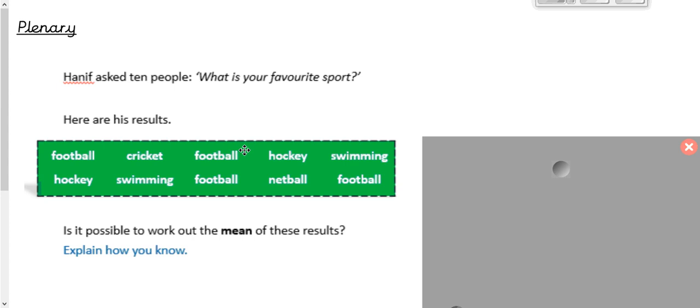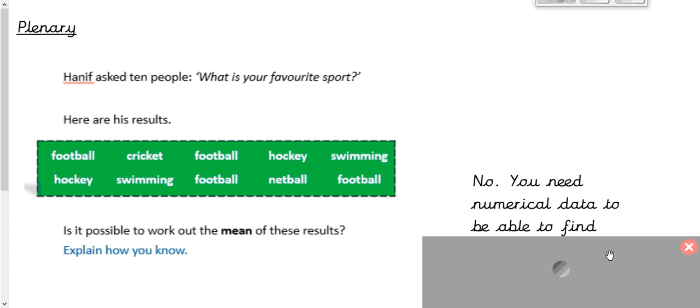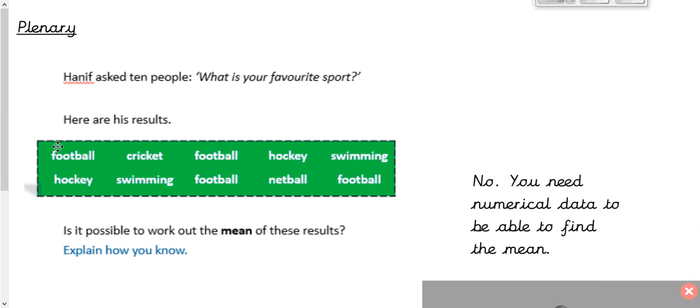Okay, hopefully you've had a good go explaining how you know that you can work out the mean of the results. I've been mean. I've been horrible, because no, it's not possible at all, because you can only find the mean of numerical data. Yes, there are 10 bits of data, but these need to be numbers. You cannot find the mean of the word football. So there is no way to do it. It's a bit horrible by me, but you know the answer. Explain how you know you need numerical data to be able to find the mean.